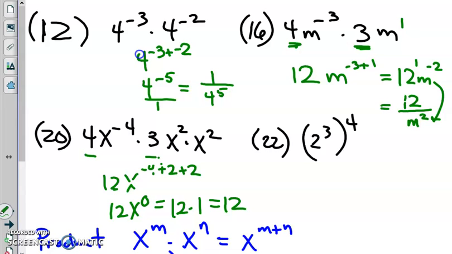So anytime you see x to the 0, 5 to the 0, 16 to the 0, we're going to replace that with the value of 1 to continue simplifying. In the last problem, this is a product rule. So we take the two exponents and we multiply them together. So the final answer here is 2 to the 12th.